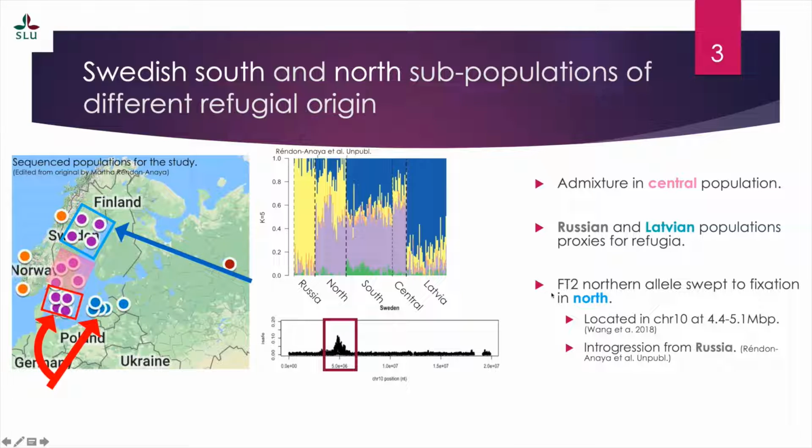And the final thing that I will be looking at is this FT2 northern allele, which introgressed from Russia to this north population and was swept to fixation in it. So this sweep is a very strong, well-defined and well-studied sweep in chromosome 10 at around 4.4 to 5.1 megabase pairs.